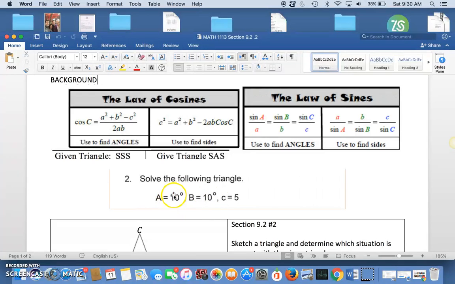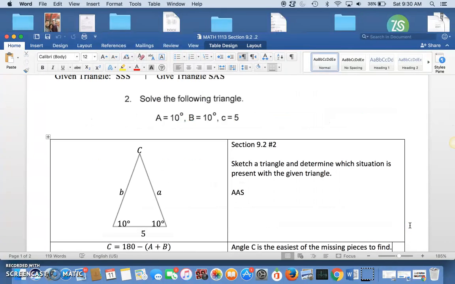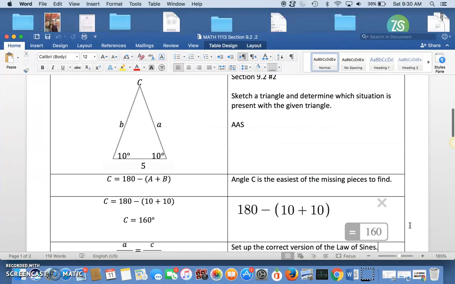And this is really what we call a special triangle. Notice that these two angles are the same. Two angles of a triangle are the same measure. The sides opposite those two angles are the same length. That is called an isosceles triangle. So that's what we have. We have two angles and a non-included side.